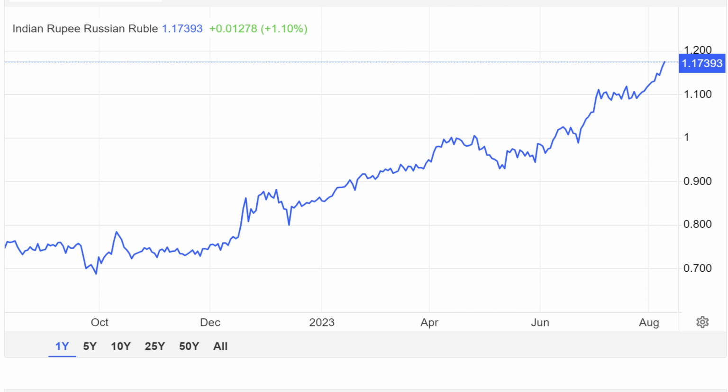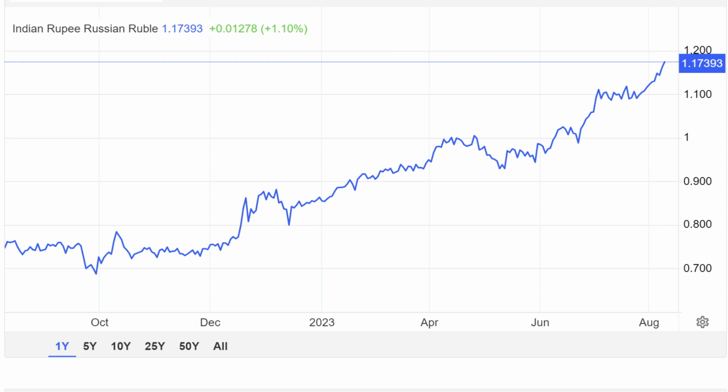This chart shows the movement in the value of the Indian rupee against the Russian ruble over the course of the last 12 months. And I think what's really interesting about this chart is that this time last year, the Russian ruble was actually stronger than the Indian rupee. 12 months ago, one Indian rupee was worth 0.75 Russian rubles. However, today, one Indian rupee is trading for around 1.17 Russian rubles. So that represents a fall in value of the Russian ruble of 58% over the last 12 months and 33% over the last 6 months.